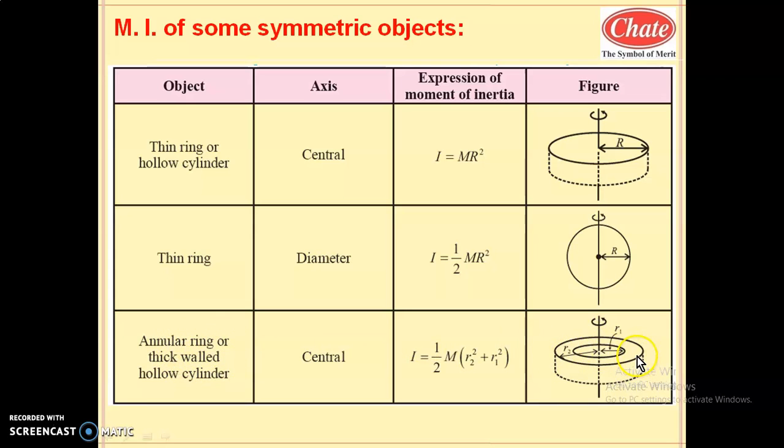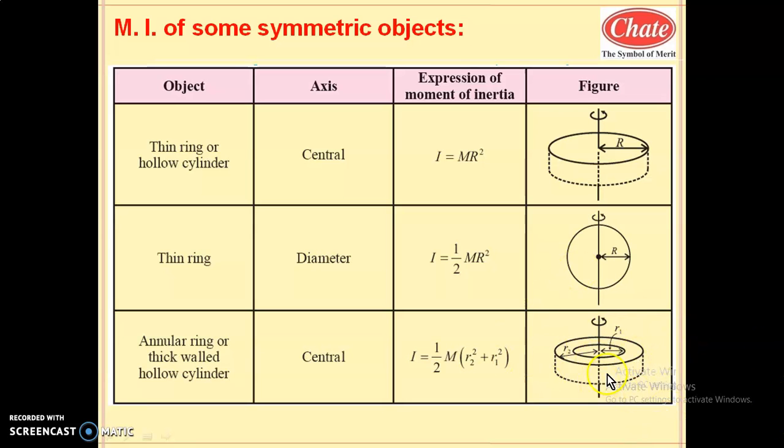So initially consider the moment of inertia of the complete ring. Suppose its mass is m2 and radius is r2, and for this removed part, suppose mass is m1 and radius is r1. So the moment of inertia is m2 r2 square minus m1 r1 square.